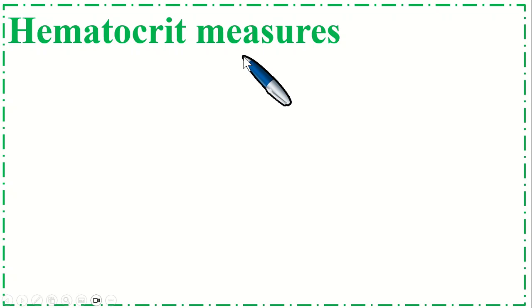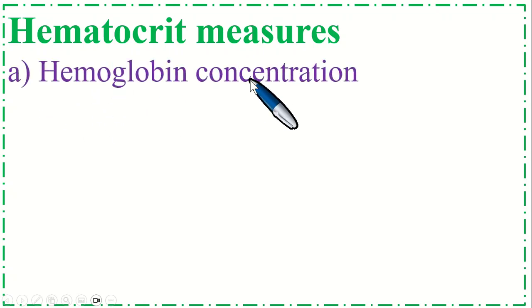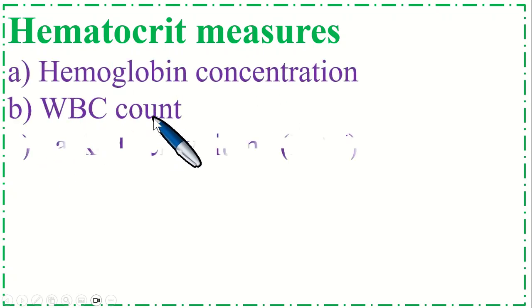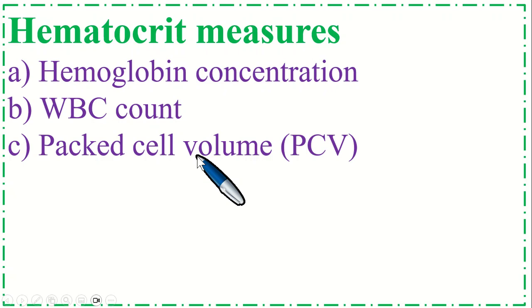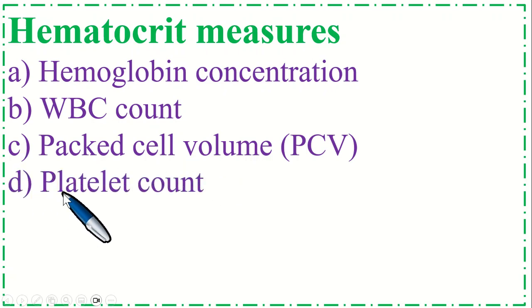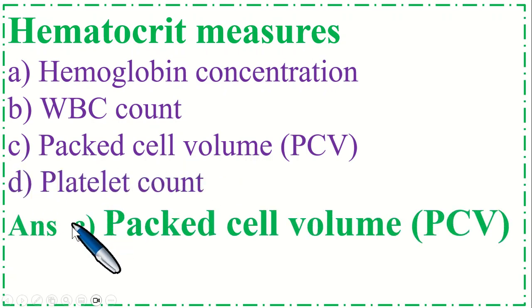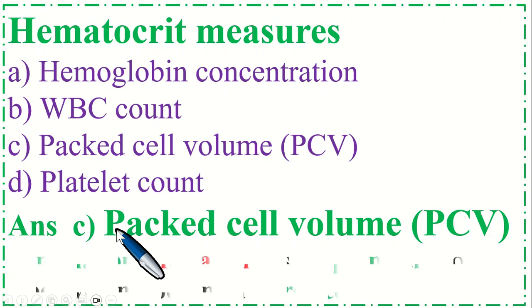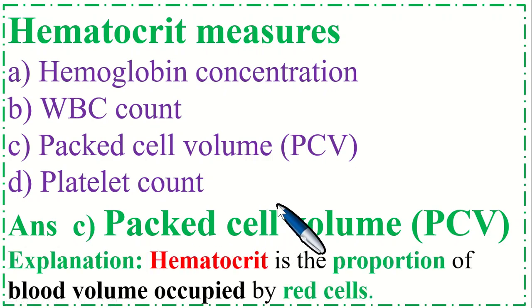So hematocrit measures: option A, hemoglobin concentration; B, WBC count; C, packed cell volume PCV; and option D, platelet count. So the correct option is PCV. Hematocrit is the proportion of blood volume occupied by red blood cells.